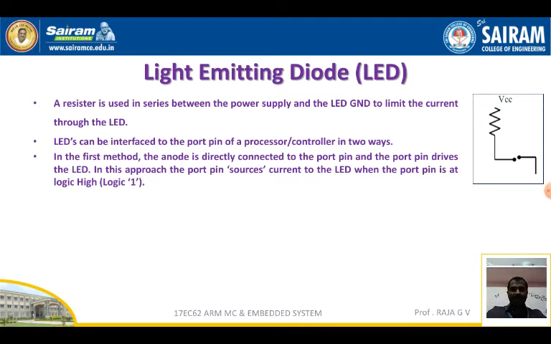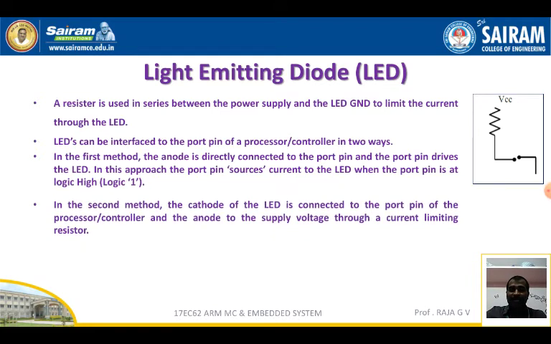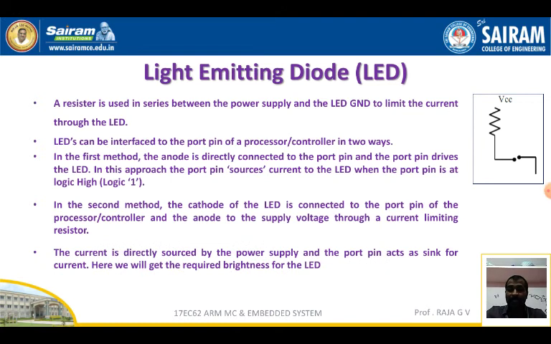LEDs can be interfaced to the port pin of the processor or controller in two ways. The first method is that the anode is directly connected to the port pin and the port pin drives the LED. In this approach, the port pin sources the current to the LED when the port pin is at logic high. In the second method, the cathode of the LED is connected to the port pin of the processor and the anode is connected to the supply voltage through the current limiting resistor.